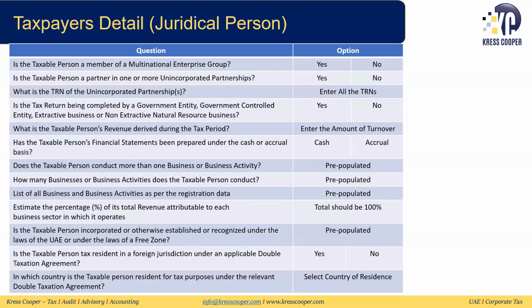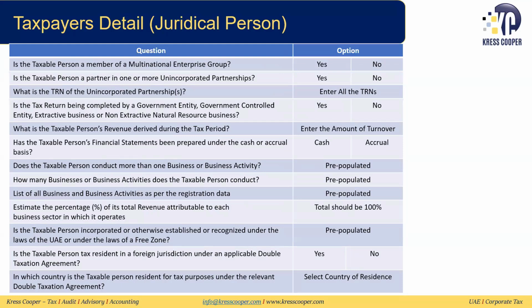Now, for a juridical person, there's a similar set of questions, but also some differences compared to a natural person. For example, it will be asking you, is the taxable person a member of a multinational enterprise group? Now, what is a multinational enterprise group? A multinational enterprise group has two or more companies established in different jurisdictions. So one might be in UAE, one might be in India, one might be in USA. So it has to be located in different jurisdictions.